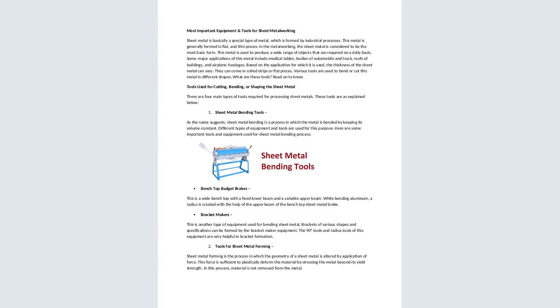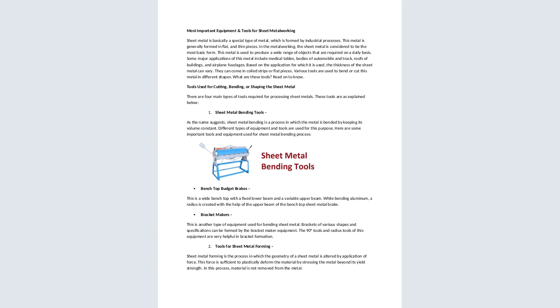So sheet metal work basically is a special type of metal which is formed by industrial processes. This metal is generally formed in flat, thin pieces in metalworking. So the sheet metal is considered to be the most basic form. It's a very important thing that you need to learn as electrical engineers, because in very many cases you'll find yourself working in workshops and you'll be needed to do even practicals of dealing with these metals.